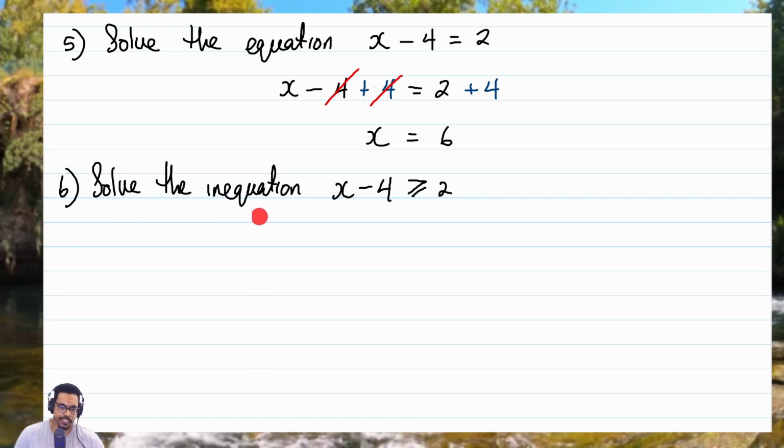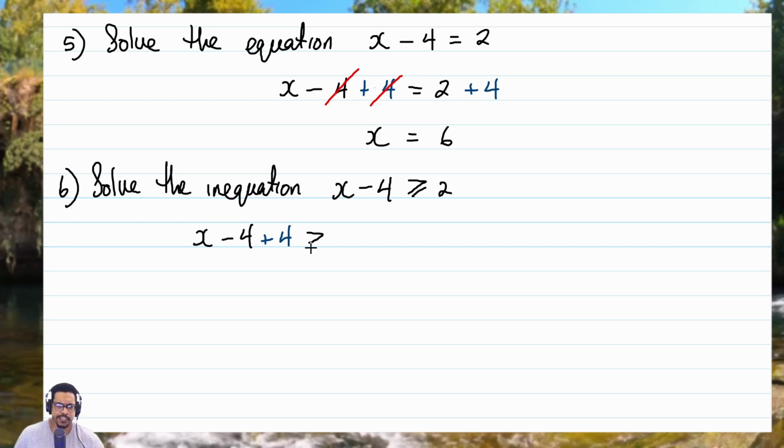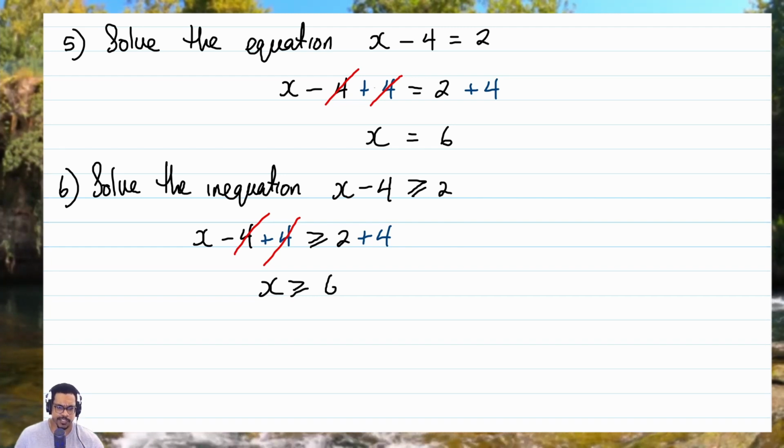So I have to solve this inequation where we have x take away 4 is greater than or equal to 2. So if I want to get x by itself, I'll need to get rid of this negative 4 on the left-hand side of the inequality sign. Therefore, I need to add 4 to the left-hand side. Therefore, I must do the same thing to the right-hand side. So I'll have x take away 4 plus 4 is greater than or equal to 2 plus 4. So again, this negative 4 plus 4 will give you 0. So those will be out. And I remain with x is greater than or equal to 2 plus 4, which is 6.